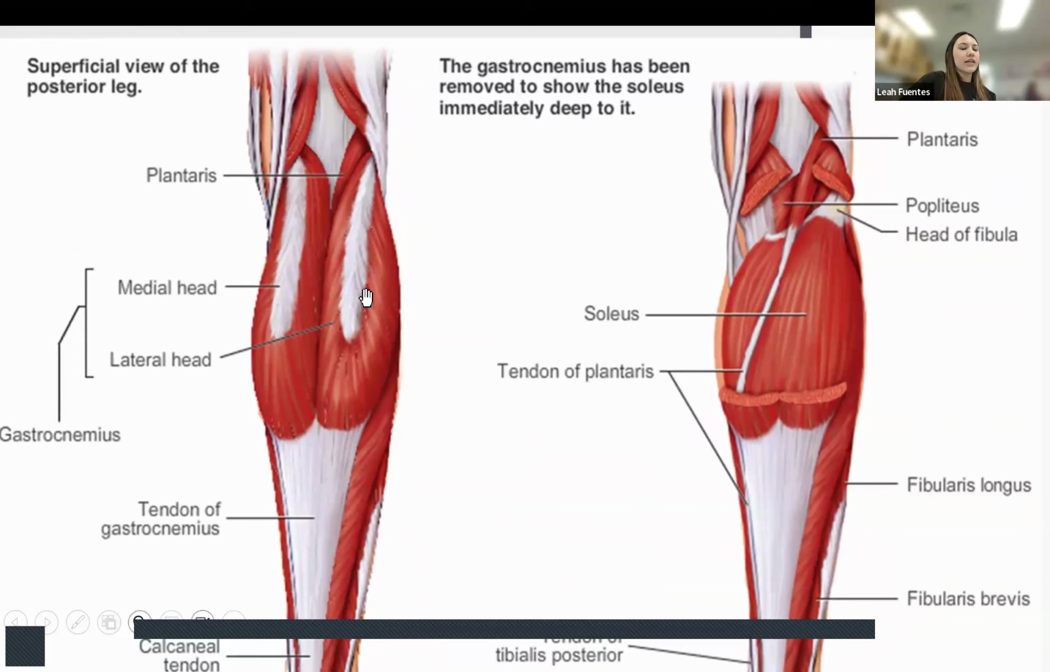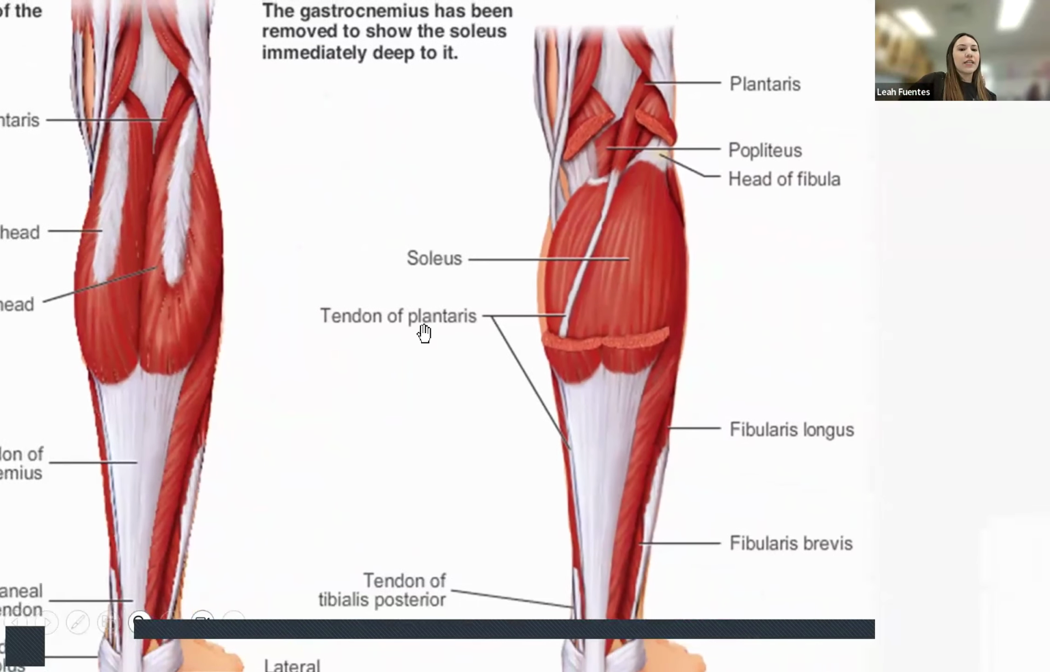Okay, this is, again, a superficial view of the back of our leg. If we just opened up our skin, this is what we would see. In this image over here, the gastrocnemius has been removed, so we can see the soleus. This is where the gastrocnemius was, but now we took that out, and this is our soleus.